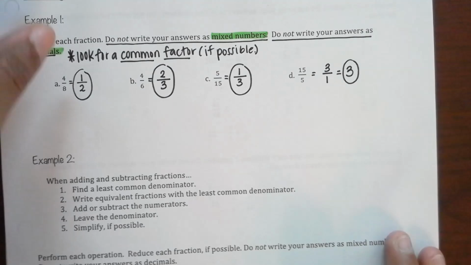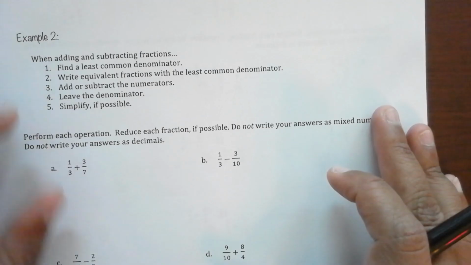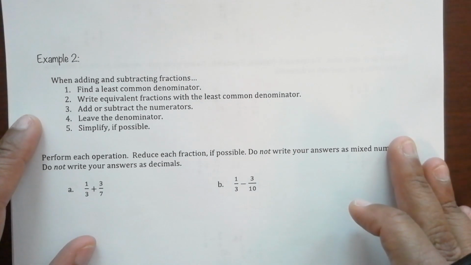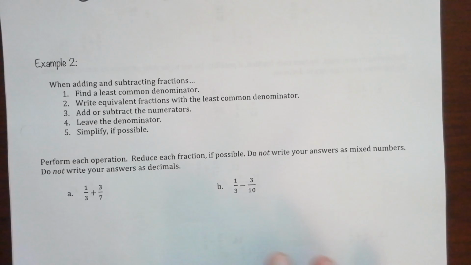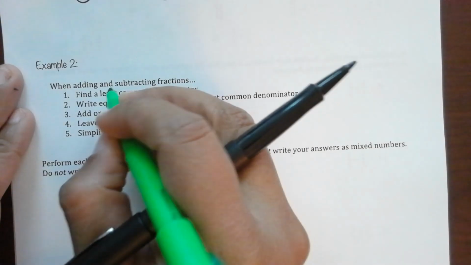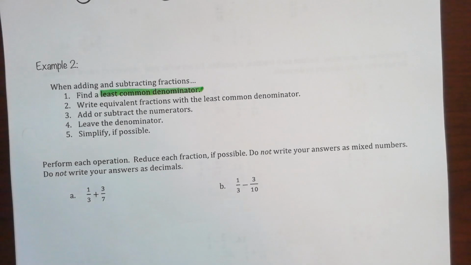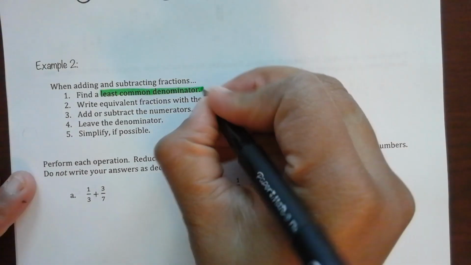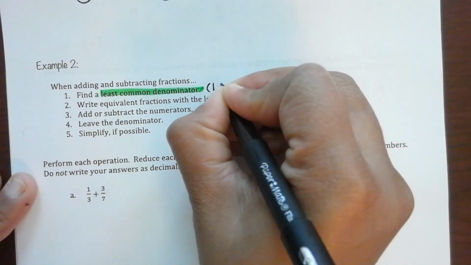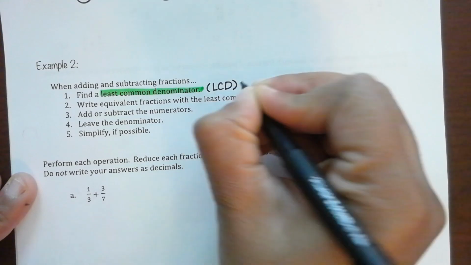All right. Let's look at number 2, our example. It says when adding and subtracting fractions, find the least common denominator, or the LCD. I would write that next to that, because most times we don't say least common denominator, we use this acronym instead.